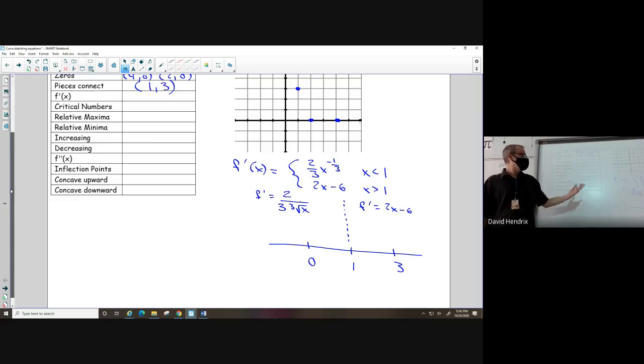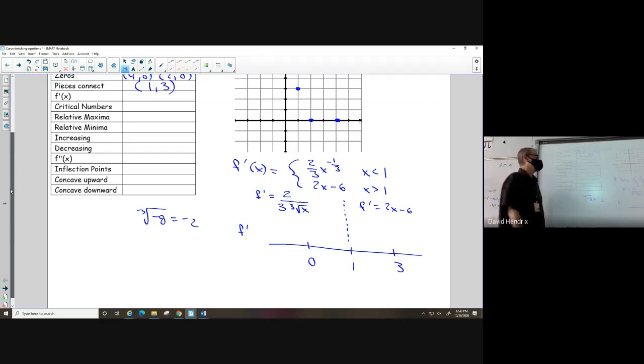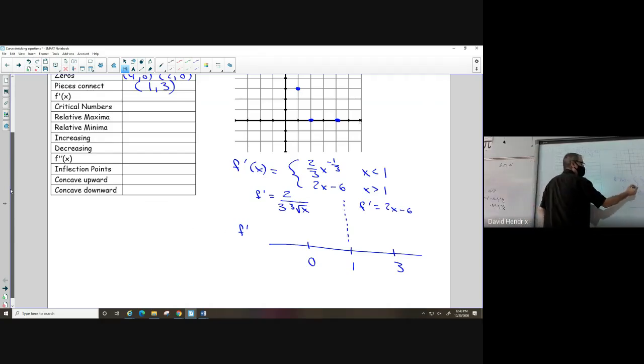All right, so now what we want to do is go ahead and get all of our sign chart, whether f prime is positive or negative. So I'm going to pick a negative number. If you take the cube root of a negative number, it's still negative. For example, the cube root of -8 is -2. So we're going to have a positive over a negative, which is a negative.